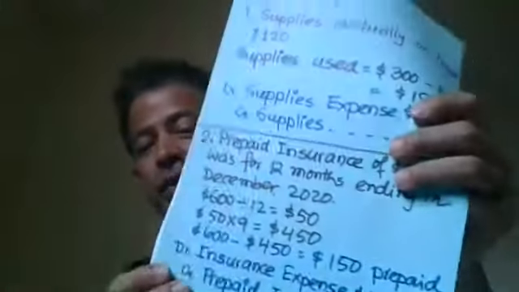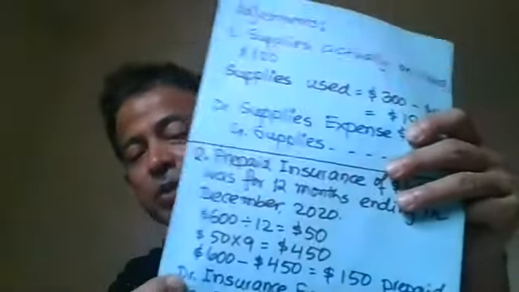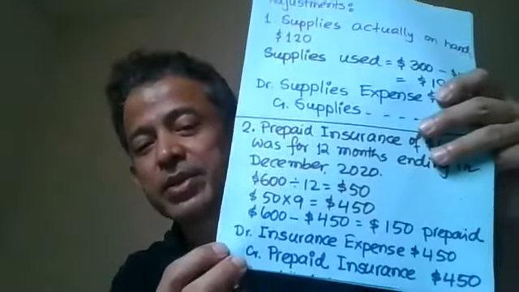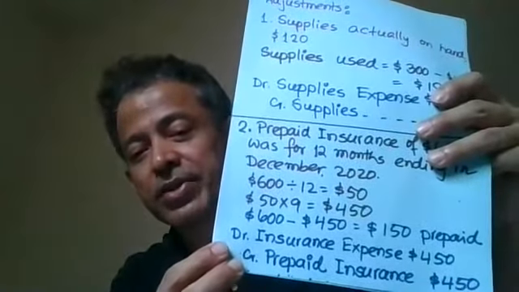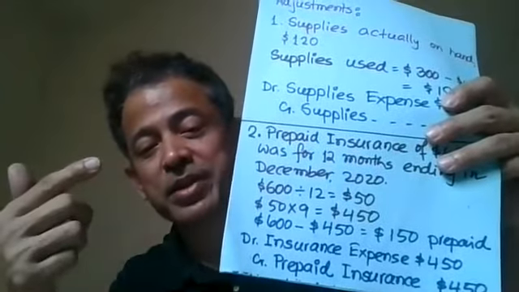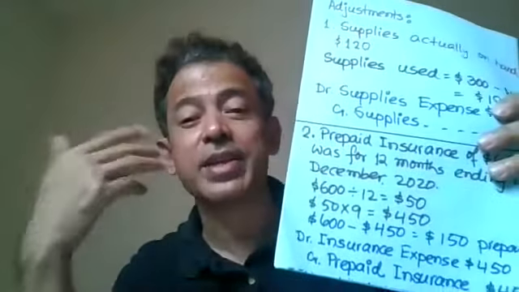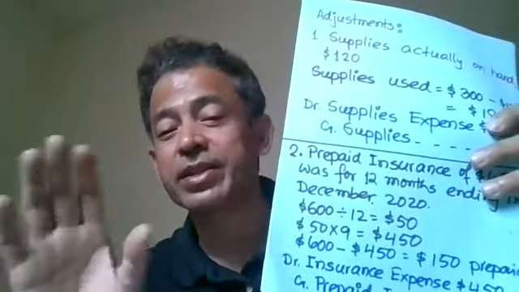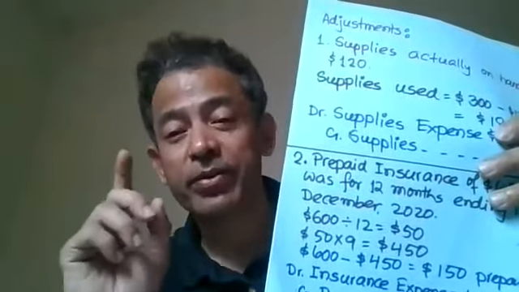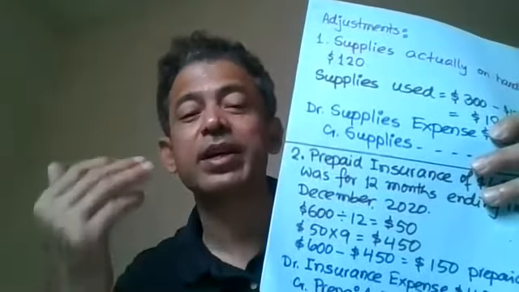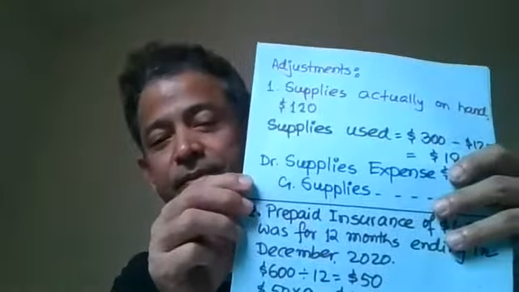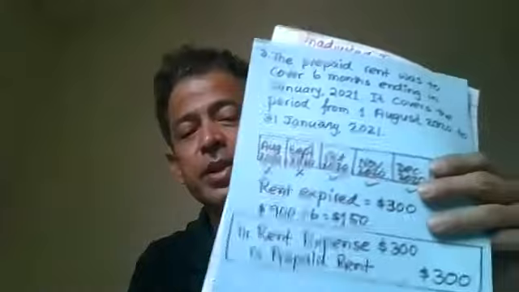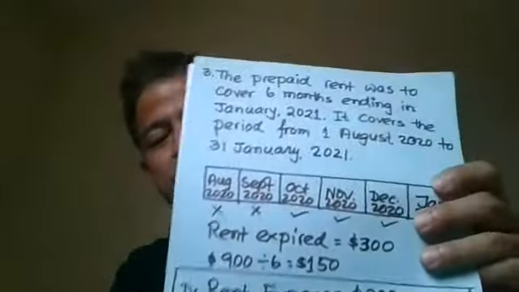So the entry is going to be for the part that's been used up. So we debit insurance expense, credit prepaid insurance. So that is our second adjusting journal entry. So our numbers are going to change. Keep in mind that for the prepaid insurance in the adjusted trial balance, you're not going to see $600. You're going to see only $150. The remaining $450 is going to be insurance expense. All right. So those are two of several adjustments that you have to do.